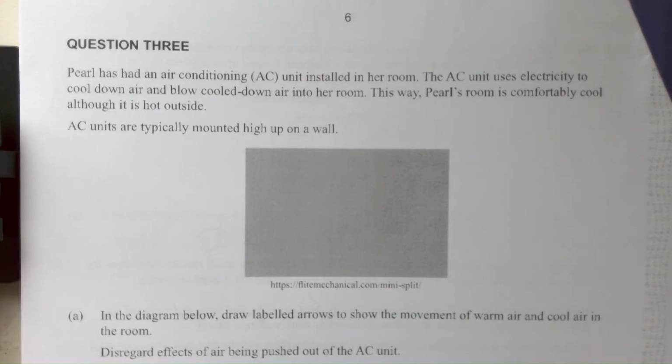Okay, question 3. Pearl has had an air conditioning AC unit installed in her room. The AC unit uses electricity to cool down air and blow cooled down air into her room. This way, Pearl's room is comfortably cool although it is hot outside. AC units are typically mounted high up on a wall. In the diagram below, draw labelled arrows to show the movement of warm air and cool air in the room. Disregard effects of air being pushed out of the AC unit.